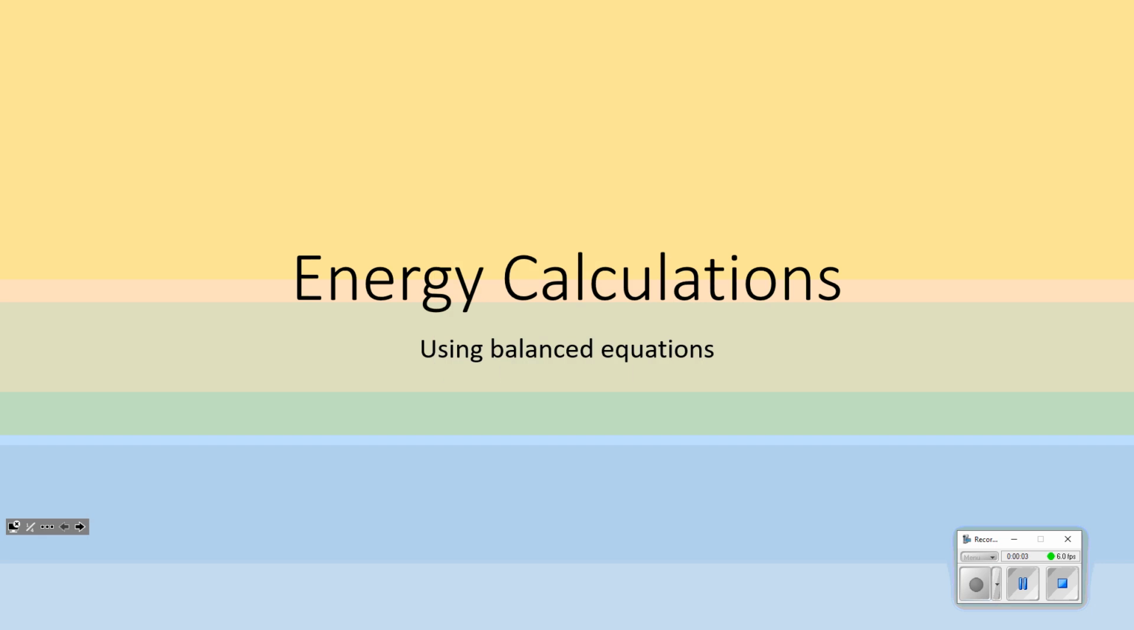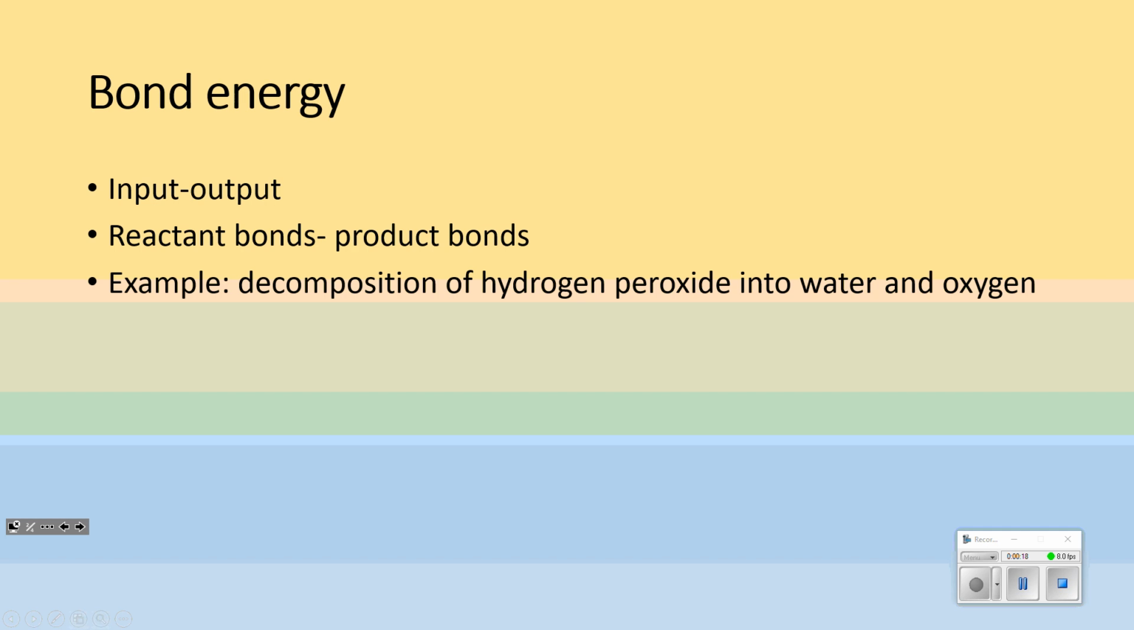All right, so we did calorimetry a little while back, but now we have to go into things that are using the balanced equations a little bit more, besides that stoichiometry aspect that I did. My first slide is just a reminder of what you just did. Again, with bond energy, it's the amount of input versus output.